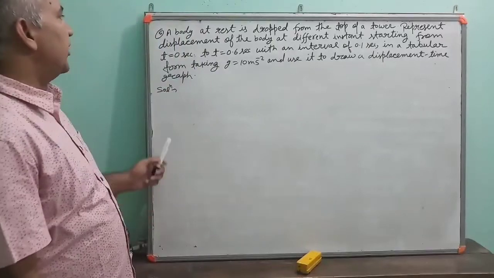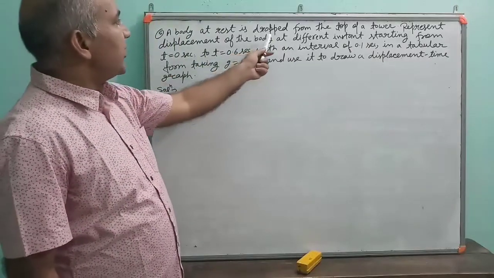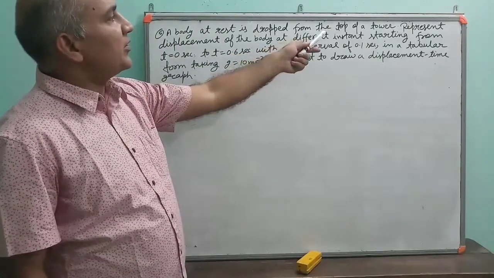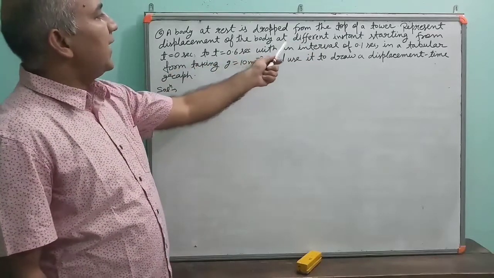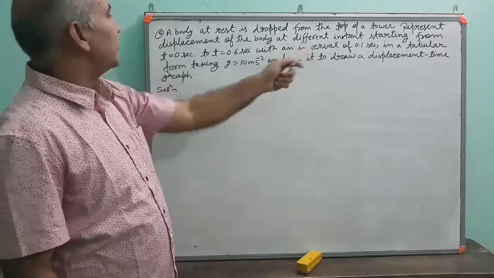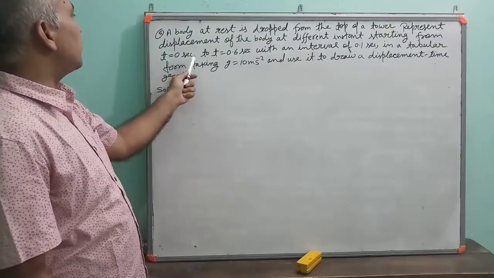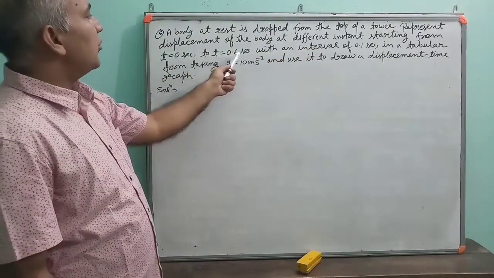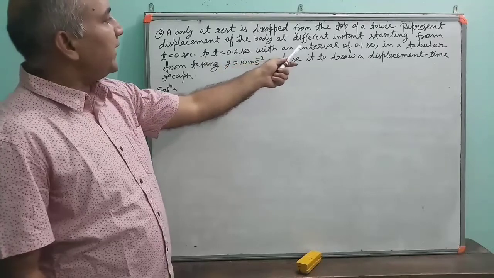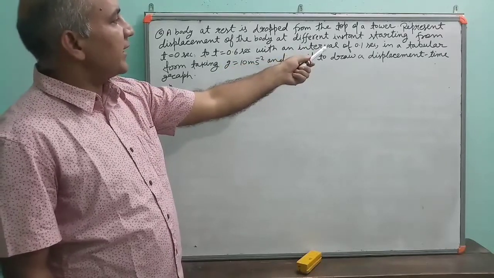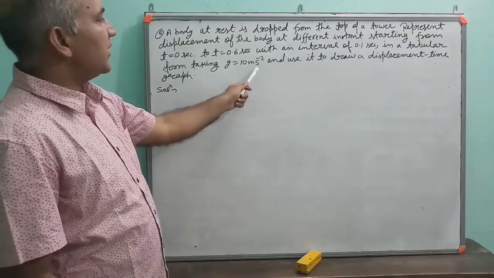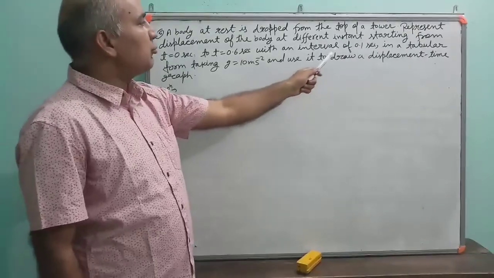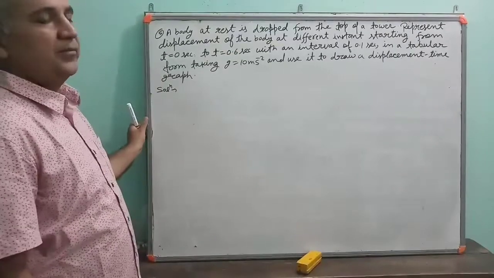Okay, now see this question. A body at rest is dropped from the top of a tower. Represent displacement of the body at different instants, starting from time t = 0 seconds to t = 0.6 seconds with an interval of 0.1 second, in a tabular form, taking g = 10 meter per second square, and use it to draw the displacement-time graph.